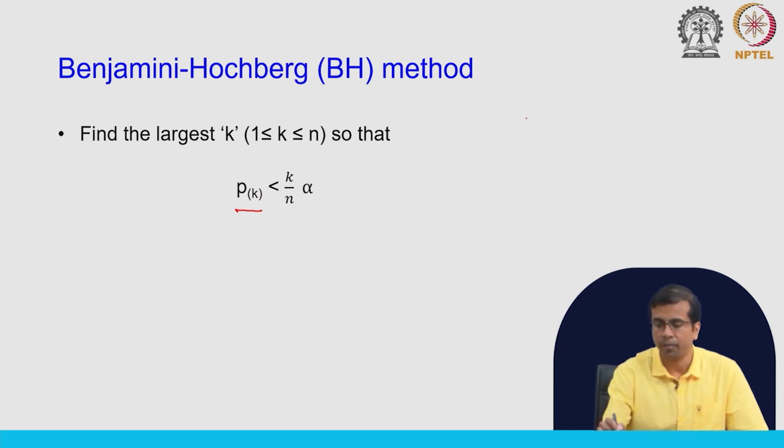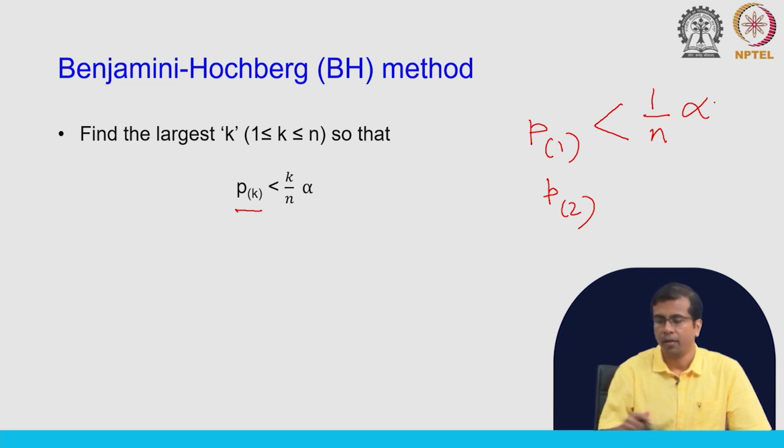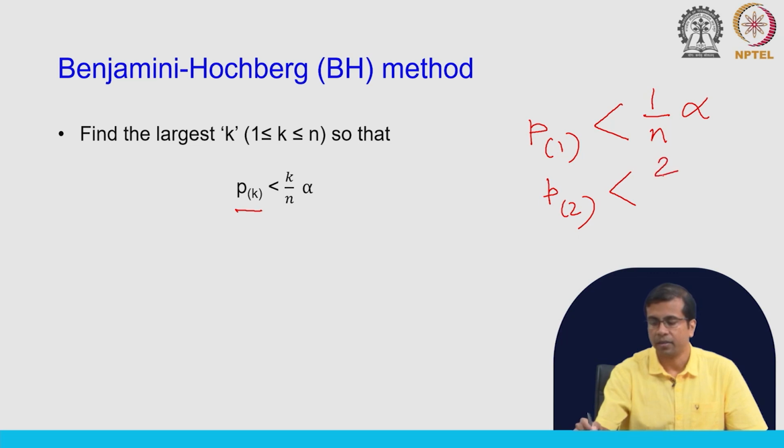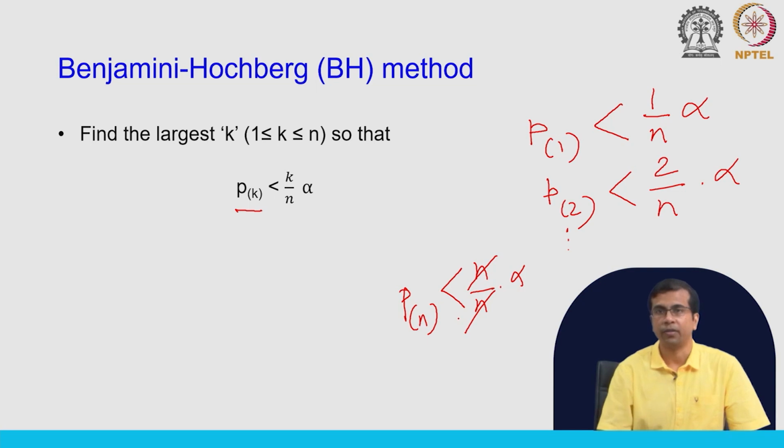If you remember, we have p 1, p 2. Since p 1 is the smallest p value, k is 1, so we compare this with 1 divided by n times alpha. For p 2, we compare with 2 divided by n times alpha and so on. We keep on doing this, and for p n, the ordered one, we have n divided by n times alpha, which means we are simply comparing this with alpha.